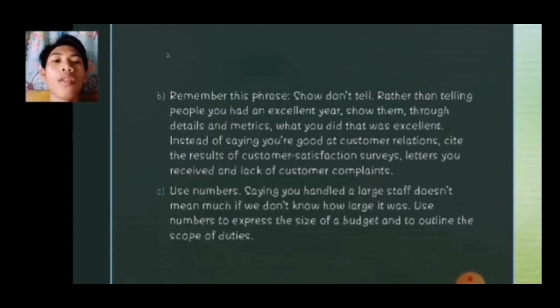So letter C, use numbers. Saying you handled a large staff doesn't mean much if we don't know how large it is. Use numbers to explain the size of a budget and to outline the scope of duties.